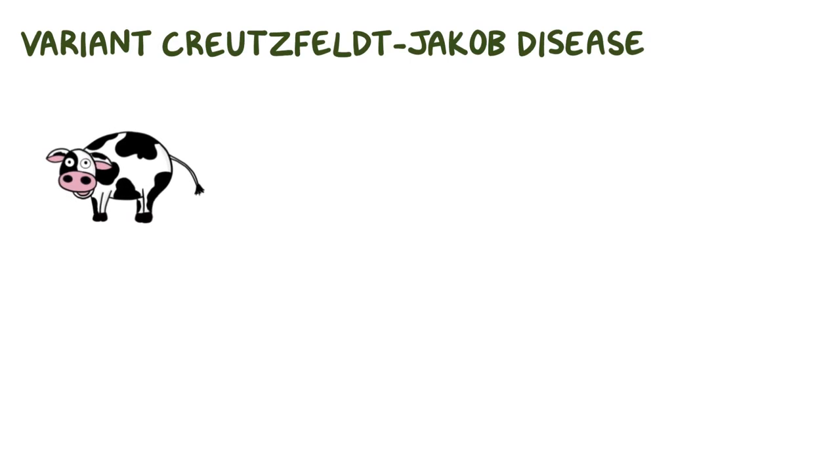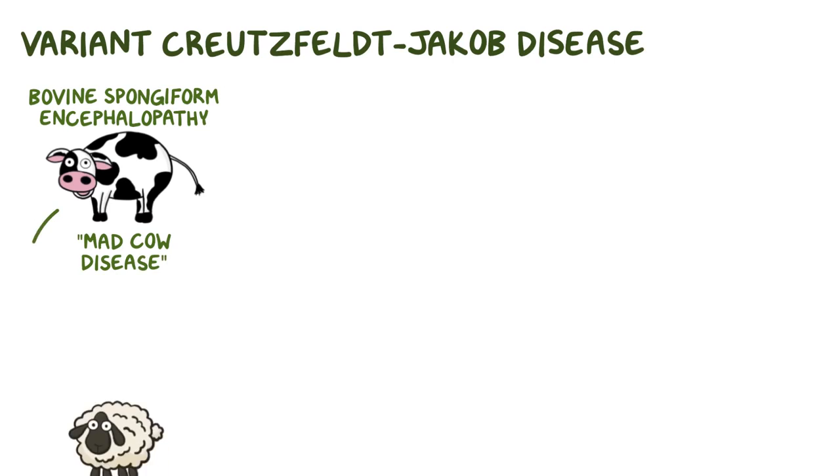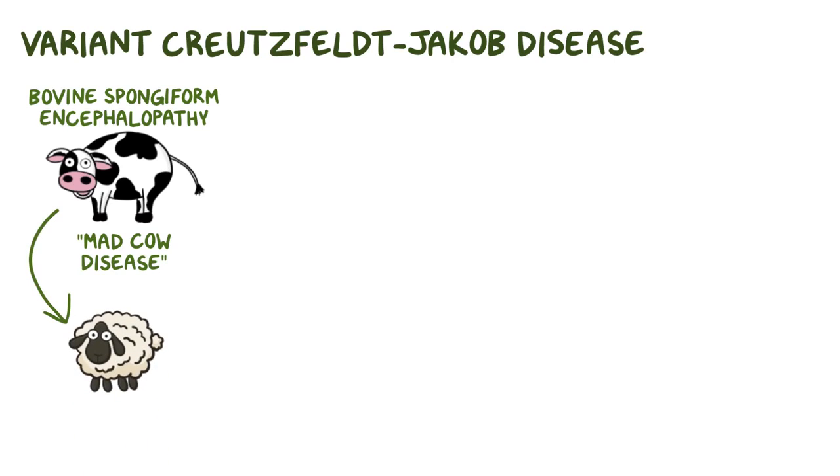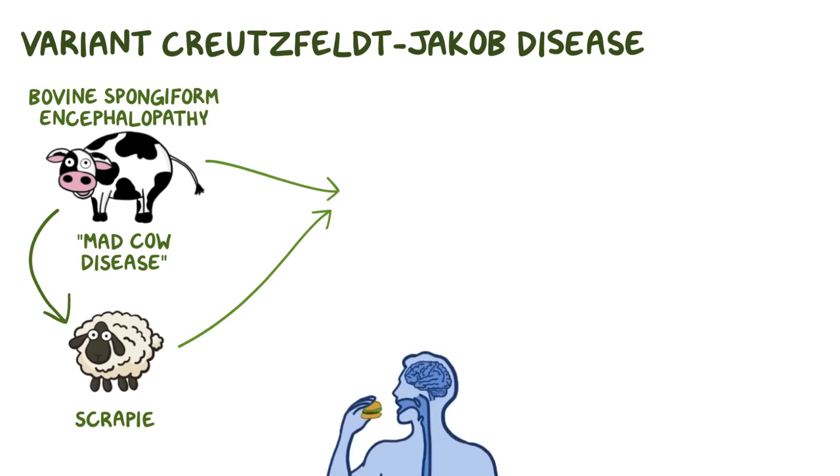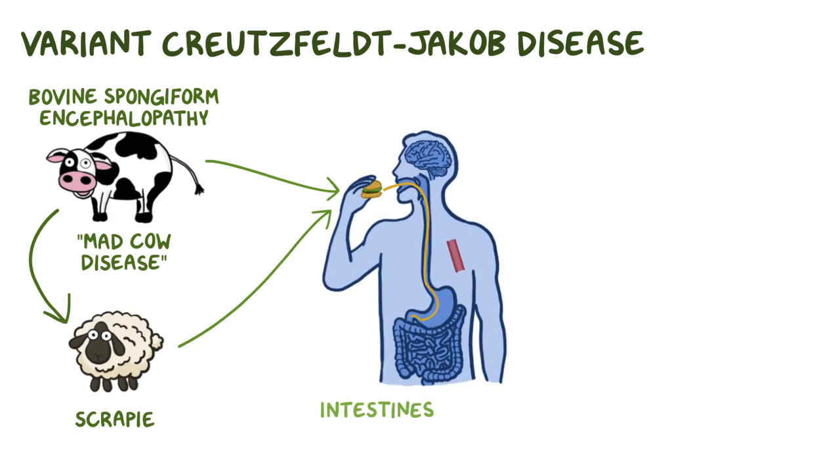Variant Creutzfeldt-Jakob's disease is caused by eating the meat of cows with prions in the muscle tissue. In cows, these prions cause bovine spongiform encephalopathy, which is more commonly called mad cow disease. When sheep are fed cow meat, the prion causes the disease scrapie. If a person eats the meat of affected cows or sheep, the prions get absorbed through the intestines into the bloodstream. After that, things get a bit unclear.